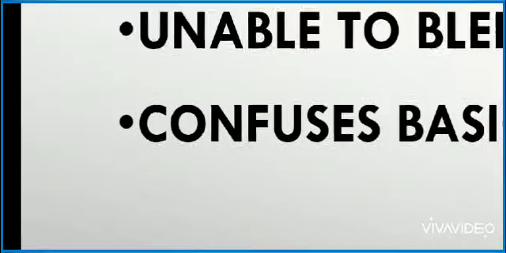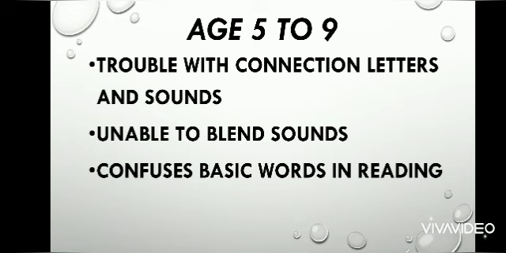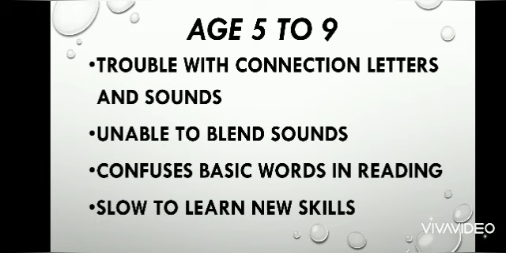And the next we have here is basic confusion in reading of basic words. So if you have given a task to a student to read out a paragraph of 4 to 5 lines, he will have a lot of problem to understand and read that paragraph easily. And next we have here, he will have a problem with learning new skills, because it's all about the learning disability. So he will have a lot of problems in learning new skills.